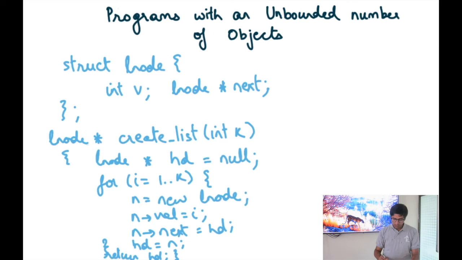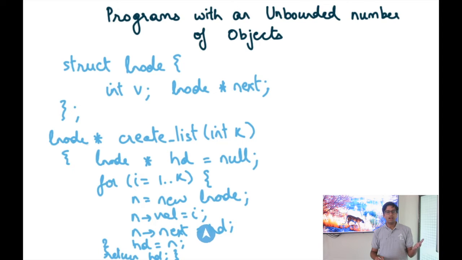Here's an example of a program with an unbounded number of objects, and this is a simple program that creates a linked list. A node in the linked list is represented by struct L node, which contains a value v and a next pointer. And this is the code in a C++ like language that just creates k different nodes and links them together in a linked list.